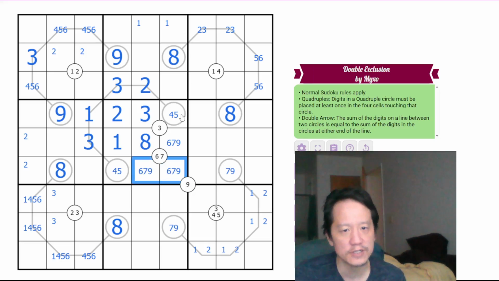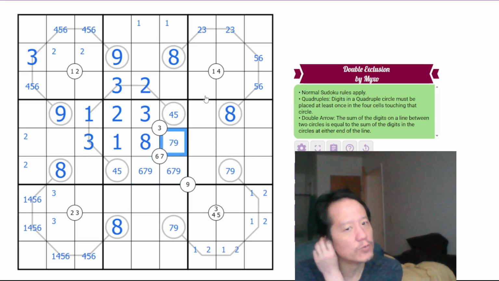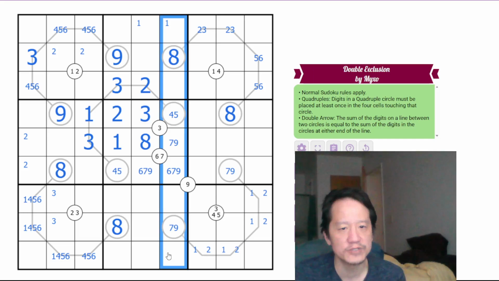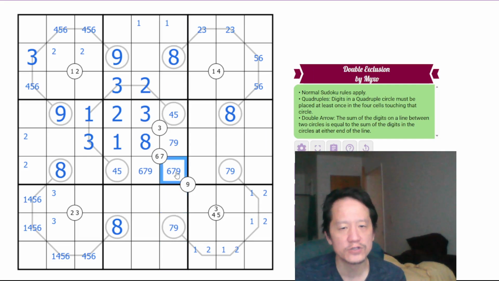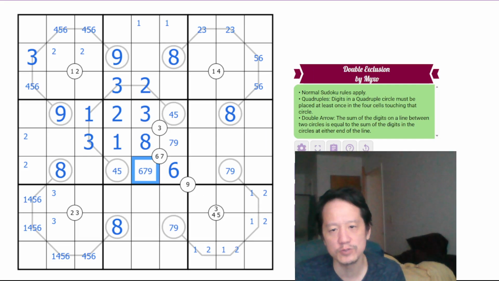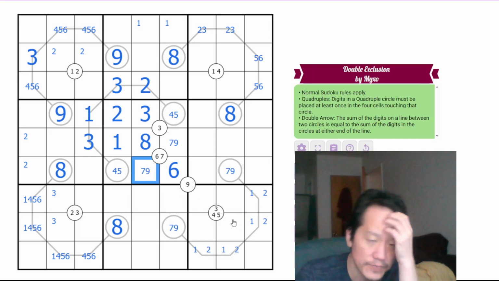Well, where is the 6? Therefore, this can't be 6. Where is the 6 then in column 6? Because of the 6, 7, 9 triplet in column 6, these can't be 6, 7, or 9. So it has to be here. So this is 6, which means this cannot be 6.